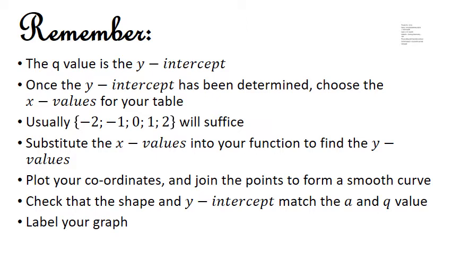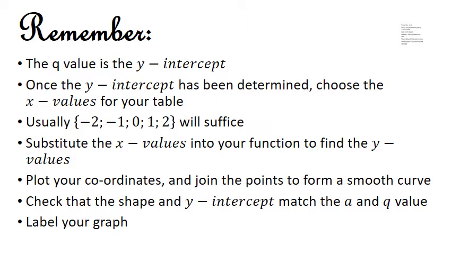Once you've got your 5 coordinates, you're then going to plot them on your Cartesian plane, and once you have plotted them, you are going to join them to form a smooth curve. You're not going to make a straight pointy line, it's going to be a smooth curve. And then once you've done that, you're going to check the shape of your parabola and check the y-intercept. So when I say the shape, I mean you're going to look at your a value. If it's positive, it should be a smiley parabola. If your a is negative, it should be a sad parabola. You're going to look at your a.